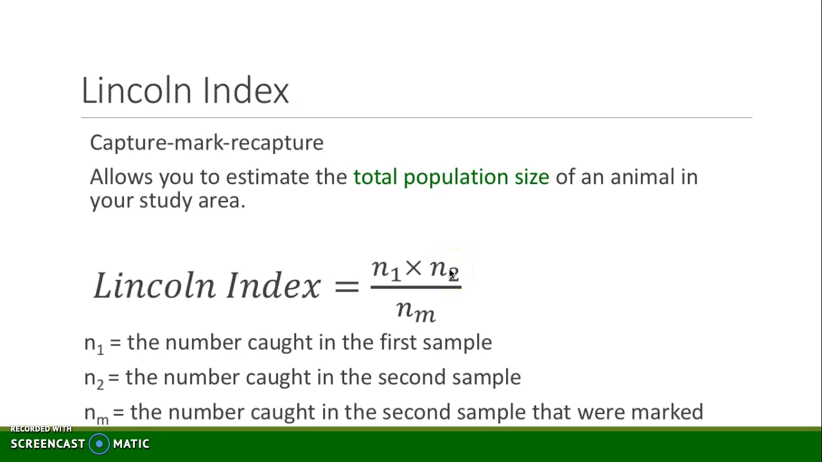So let's say I did this on one Saturday. I caught some birds in an area, I tagged them, and I released them. And then I came back the following Saturday and tried to capture another group of birds in that area. So N2 would be the number of birds I caught on the second Saturday, and N sub M is the number of marked organisms that I caught the second time, in the second sample. So let's say I went back on the second Saturday, and I did find some of my marked birds in the group that I caught. NM is the number of marked birds that I found.